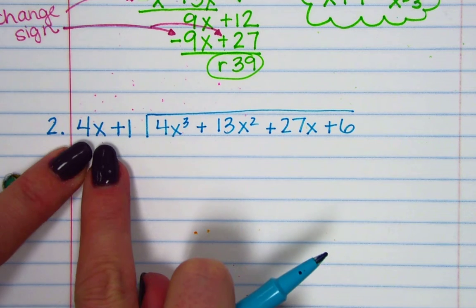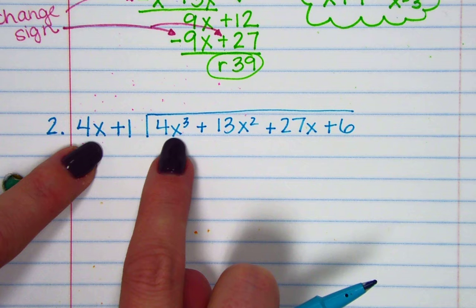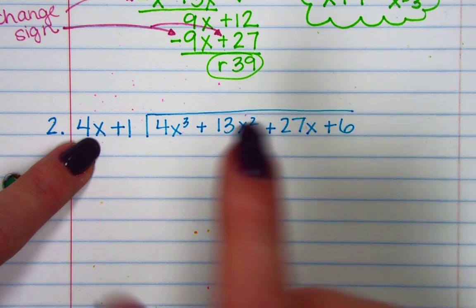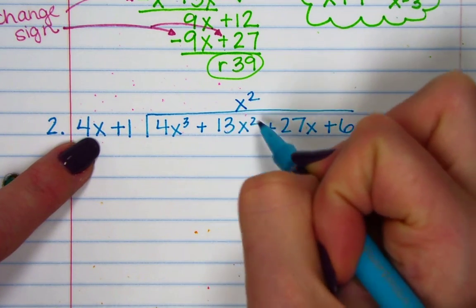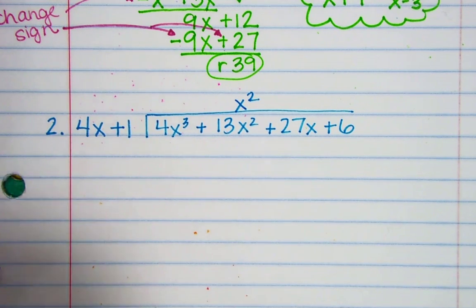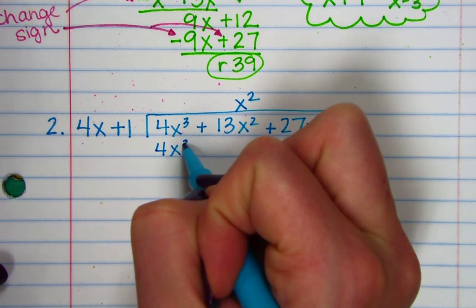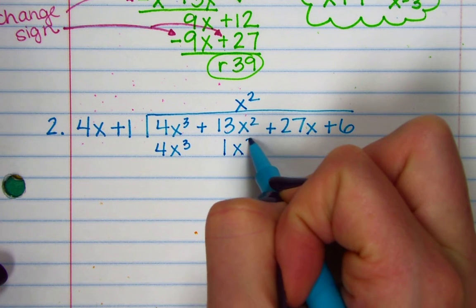So again, we start with our first term, 4x, and we see 4x times what is going to give me this first term, 4x cubed. We already have the 4, so what do we need? 2 x's, right? X squared, okay? If we multiply this times x squared, we're going to get x cubed. So that's going to go right here in the x squared spot. And then we'll multiply x squared times 4x. That gives me 4x cubed. X squared times 1, 1x squared.